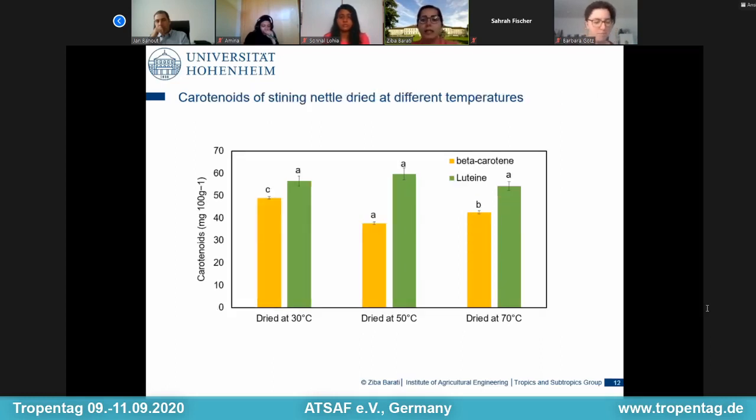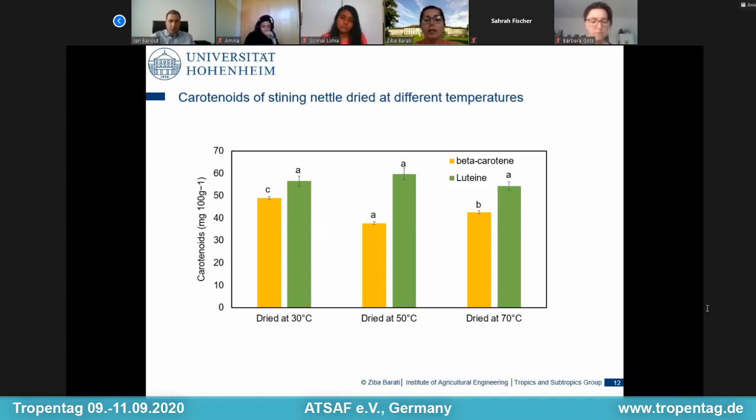In this slide, we can see the carotenoids of stinging nettle. The main carotenoid in stinging nettle is beta-carotene. In our study, we measured beta-carotene and lutein of the dried samples. There was no significant difference in lutein content among samples dried at different temperatures, although we found beta-carotene was significantly affected by temperature, and the sample dried at 50 degrees Celsius had a lower amount of beta-carotene, followed by samples dried at 70 and 30 degrees Celsius.